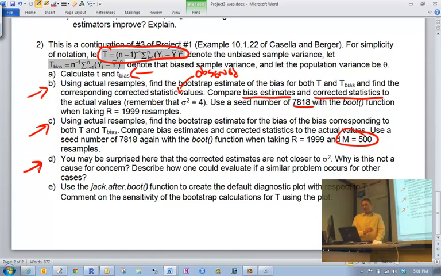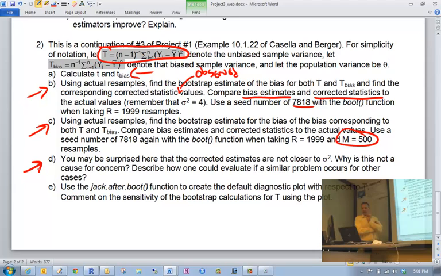Part D. So after I was writing this up in the answer key, I was surprised at first, for like 30 seconds, with what I was having happen. And that is, you may be surprised that the corrected statistics are not closer to sigma squared.